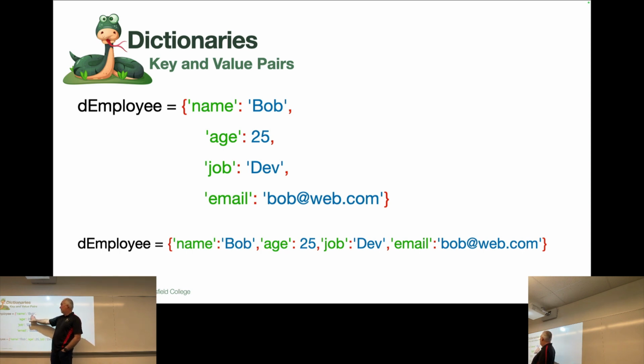In this, if I want to access the name, I'm going to use the key to access that. I'm going to say, give me the name or change the name, right? So if it's an employee record, I have name, age, job, and email. So that's nice, okay? And you can see here, it has members. It has curly braces, not square brackets.